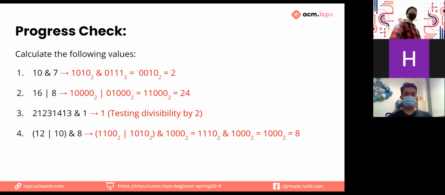So here's the result. Here are the answers. For number 3, you definitely don't want to convert that number into a binary string by hand. What you can notice is that 1 only has 1 digit. So if you bitwise AND a number with 1, you are effectively only taking the last bit of that larger number. This is also another way of testing the parity of the larger number.